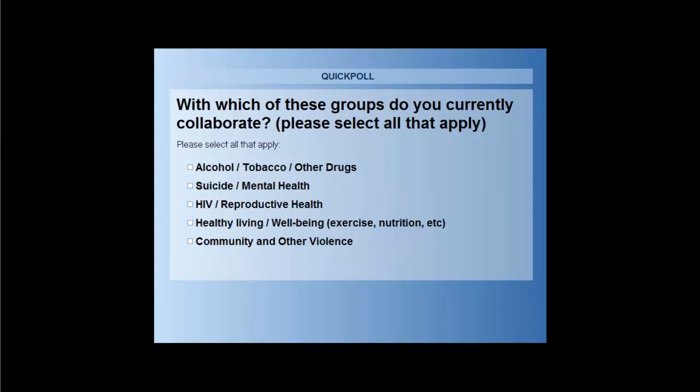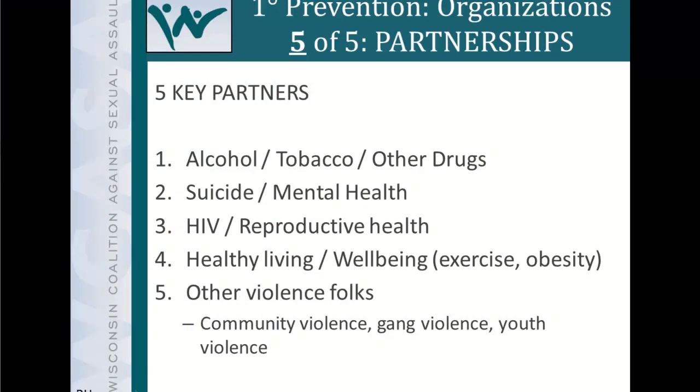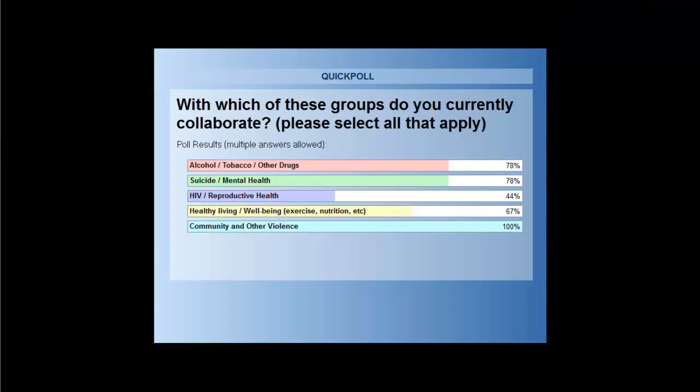What do we have here? All right, so it looks like everyone's engaging with community and other forms of violence, which is fantastic. Just the fact that so many of our programs are dual. We're already talking about domestic violence and sexual assault. High partnerships with alcohol, tobacco, drugs, suicide, mental health. And I'm excited to see that there may be some room for growth with HIV and reproductive health, because Kelly's been engaging with some of those partners on the state level, and maybe she can talk even more about that moving forward. So thanks for participating in that. You should see your screen coming back on.